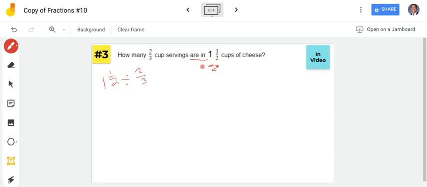Okay, so if you see this phrase "are in," if you're trying to figure out how many cups are in something else, that is division. Start with your total amount and divide by your number of servings. I see a mixed number. Let's make it improper by the C method. So 2 times 1 is 2, plus 1 is 3. So 1 1/2 is the same thing as 3/2, and I'm dividing that by 2/3.